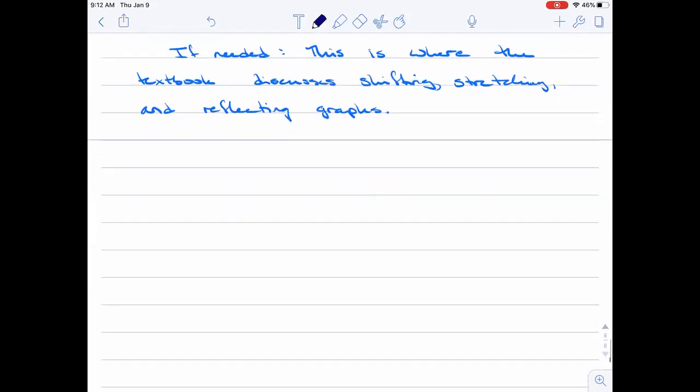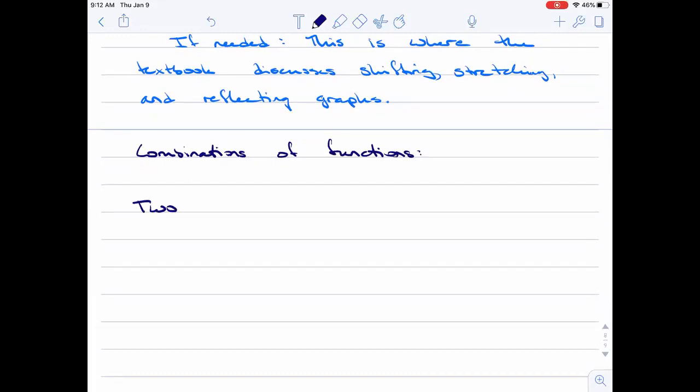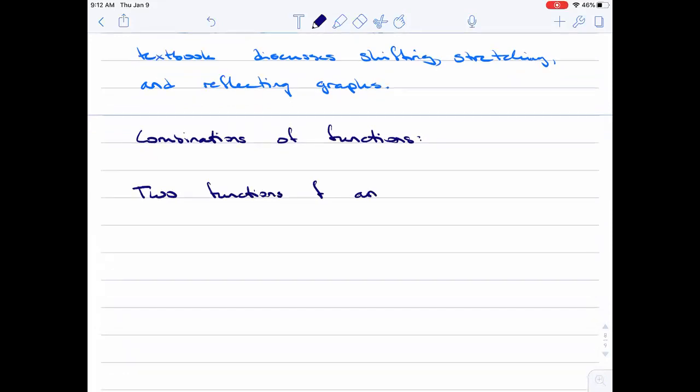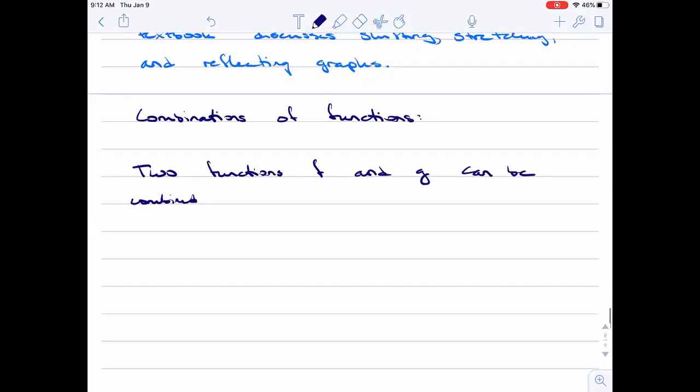And so we'll start with combinations of functions. So we'll pick two arbitrary functions, lowercase f and lowercase g. Usually we use lowercase for function names, unless they're special, like a polynomial, right? We use capital P, weird stuff like that. But just in general, two functions, f and g, can be combined to form new functions.